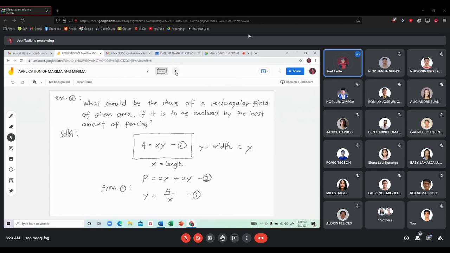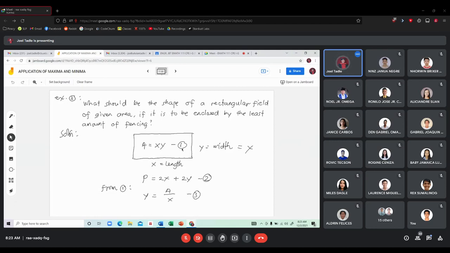So in here, we need to draw a figure because it is necessary to draw a figure. It's a rectangular field, therefore we can draw a rectangle. We'll let x as the length, y as the width. Then the area of this rectangular field is equal to the product of the length and the width. So xy. Area is equal to xy is our first equation.